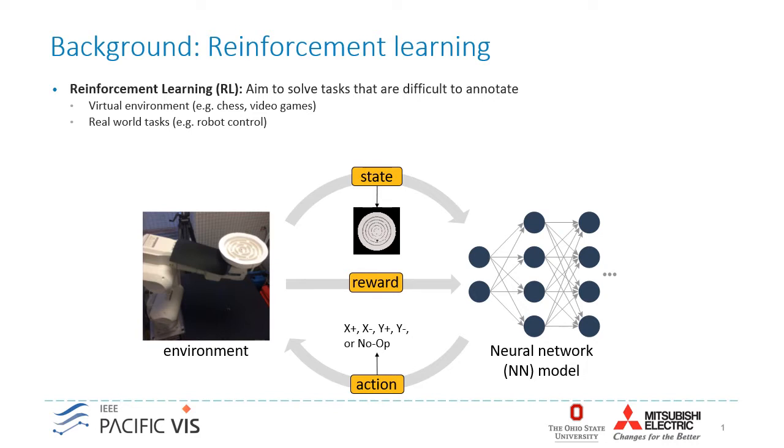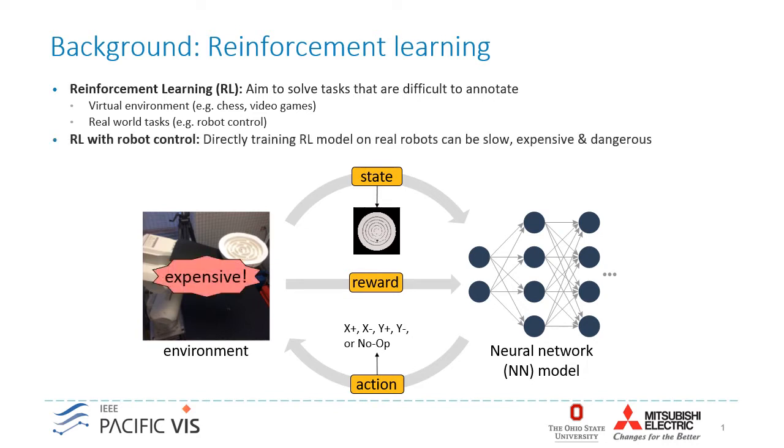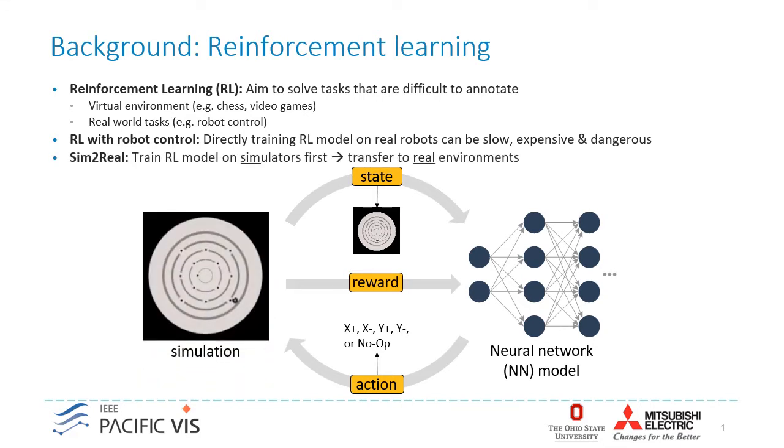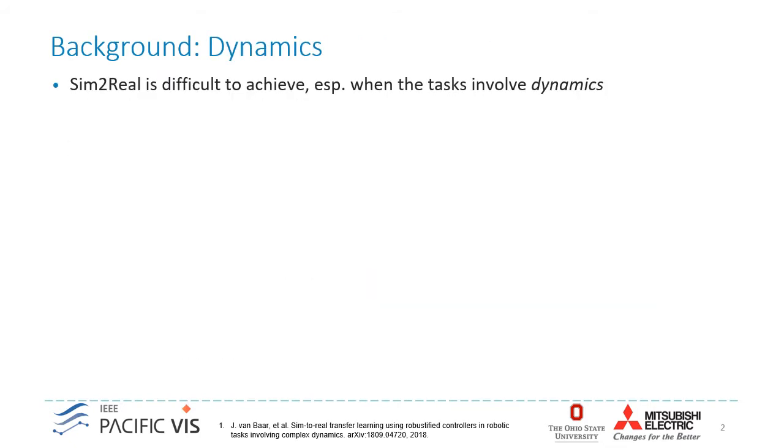A major issue in applying reinforcement learning is that the training can involve millions of iterations. It is very difficult to directly train on a real robot because robots are expensive and the operations can be very dangerous. As a result, it's common to first train a robot model with a simulator that mimics the robot and the environment, and later transfer the model to a real system. This process is called sim to real.